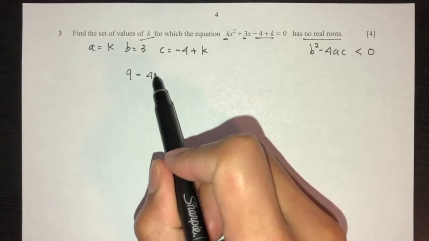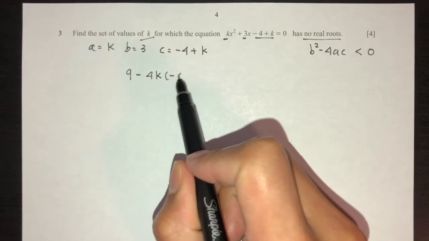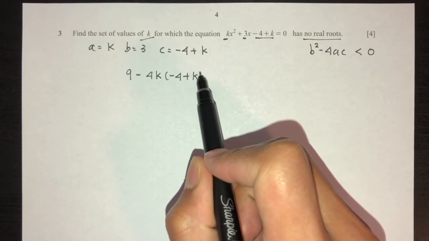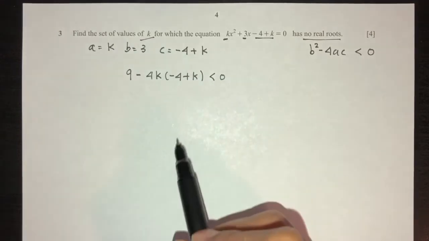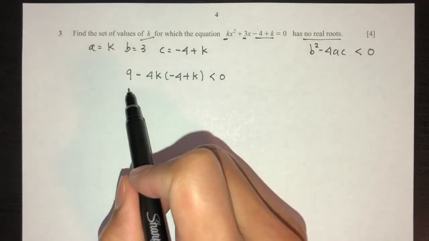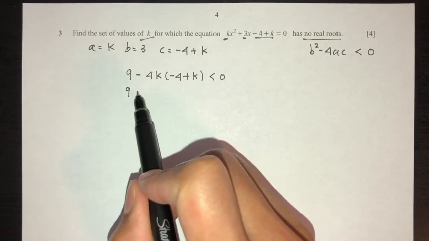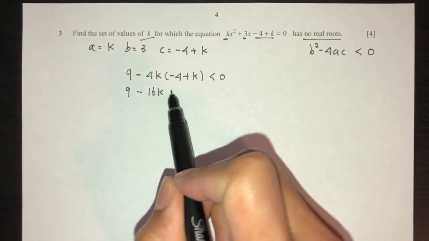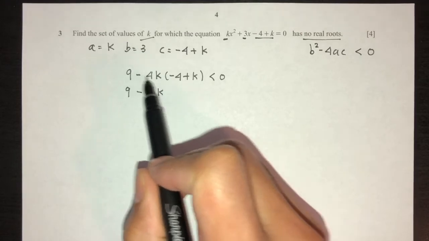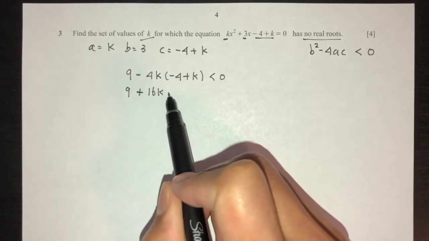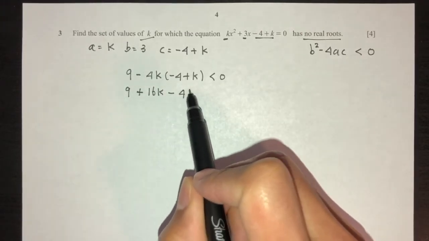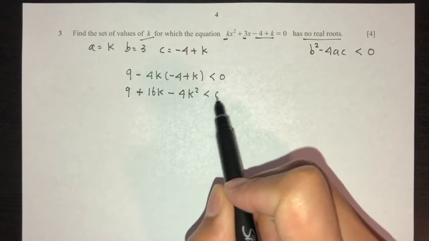Minus 4 times a, which is k. C is minus 4 plus k. That should be less than 0. So let's expand and see what happens. So you have 9. That will be minus 16k, and so minus become plus. Sorry, plus then become minus 4k squared less than 0.